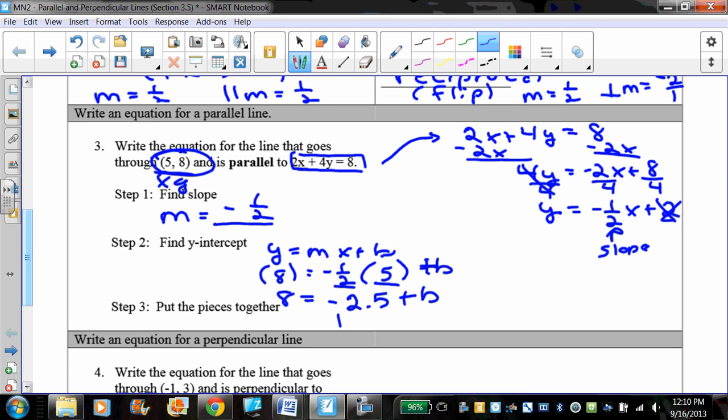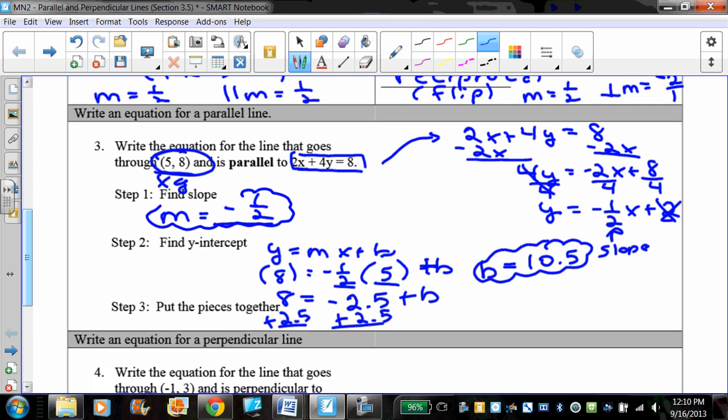I'm going to add that 2.5 to both sides. So I end up with a y-intercept of 10.5. Okay, so we have this component, which is my y-intercept. That's where I'd start on the y-axis. And then this is my slope, which is where we go down 1, run 2. So the equation altogether for the parallel line is y equals negative 1/2 x plus 10.5. So that, my fine young ladies and gents, is the answer.